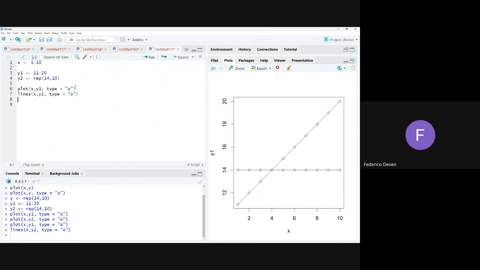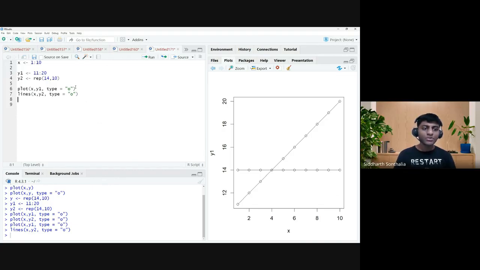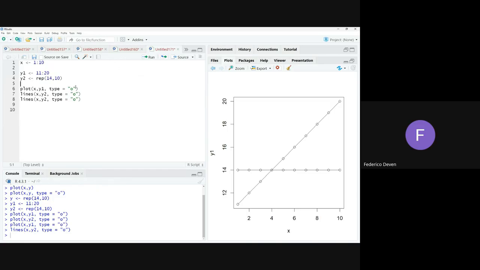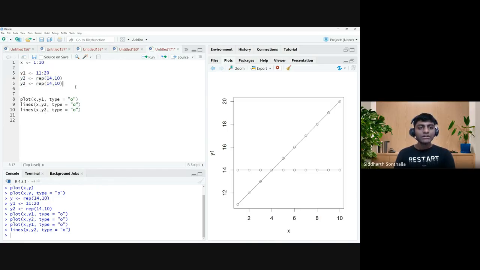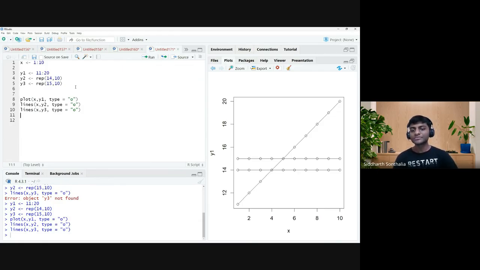But by the way, can we have more than two lines, like maybe three lines, four lines? Yeah. This lines function will work for as many overplottings as you want. For example, if I have y3 as rep of 15 comma 10, and I use y3 here, sorry, y3 not found. I declared it in y1, y2, y3 plot. So you have one more line.